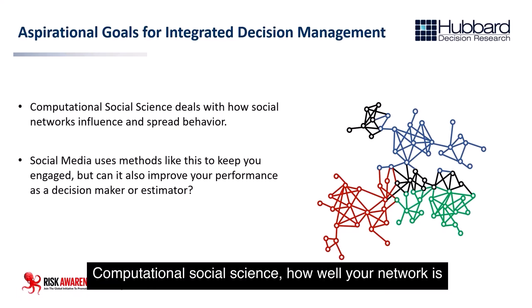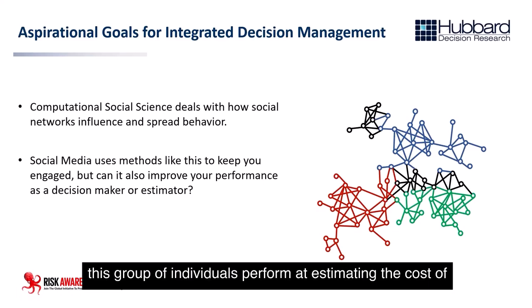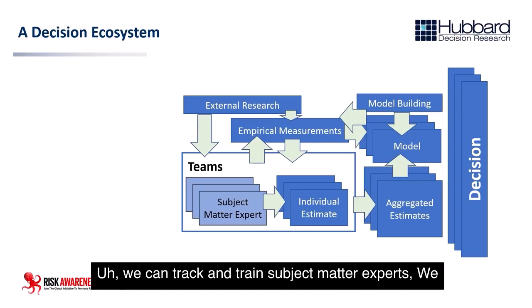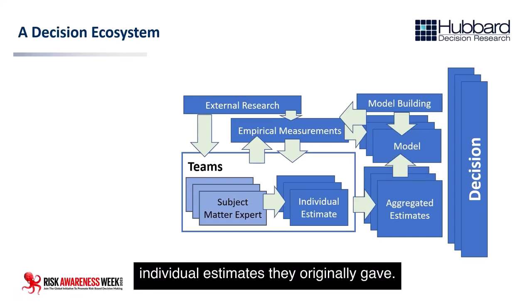Computational social science, how well your network is performing, how well your team is performing, how well this group of individuals perform at estimating the cost of IT projects or the risk of cybersecurity events, et cetera. We can track and train subject matter experts. We know how to compare their observed outcomes to the individual estimates they originally gave.